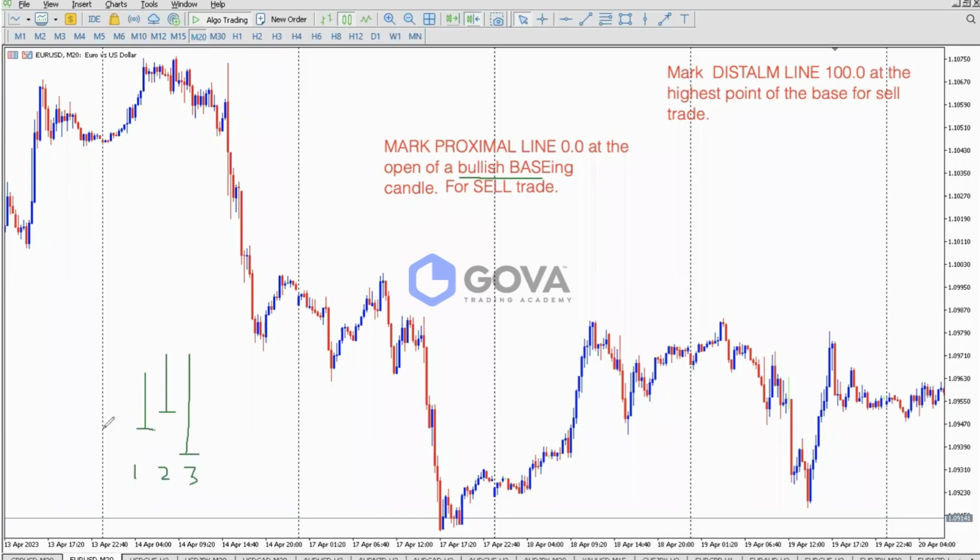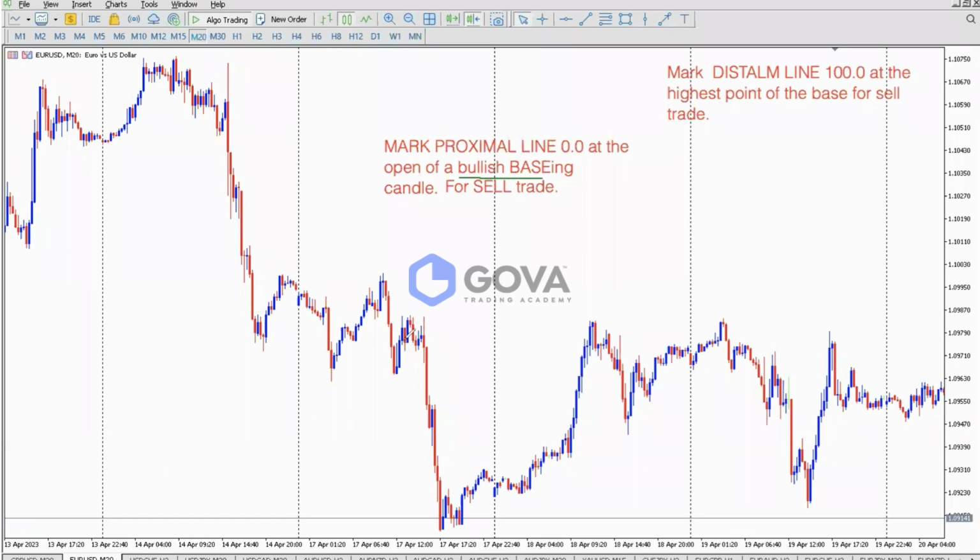This is the opening of this bullish candle here, this is the opening of this one, and this is the opening of this one. The answer is number 3. The bullish candlestick number 3 is the one that has its open at the lowest point, and that is going to be our proximal line for a sell trade. So the candlestick with its opening at the lowest area is where we mark our proximal line.